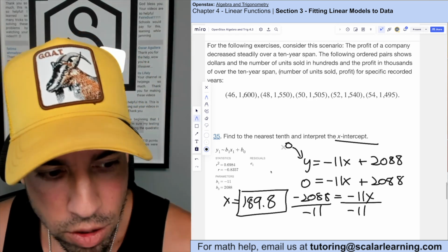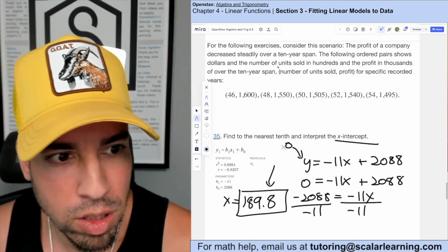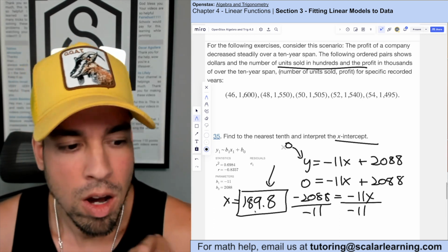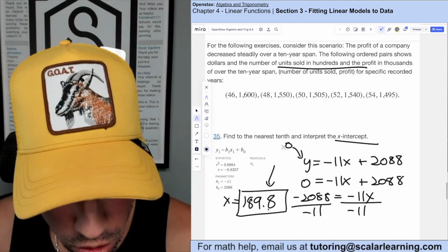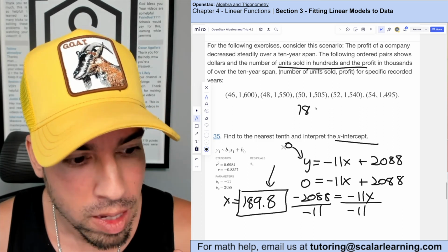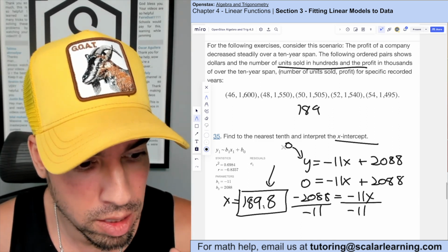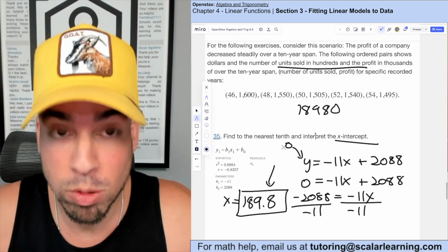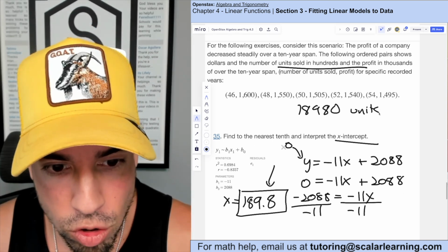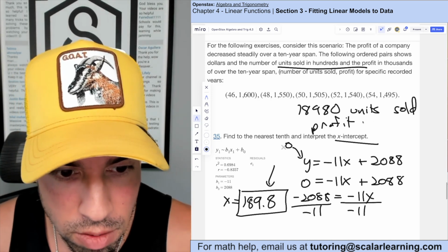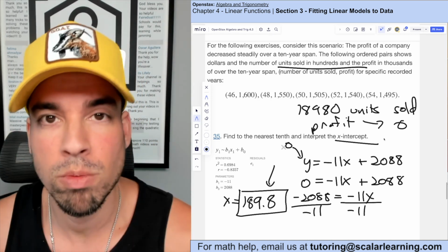So what this value means, again, they said the x value is the number of units sold in hundreds. So it means 189.8 hundred units being sold will give us a profit of 0. So you can say when selling 189, or sorry, it would be 18,980 because it's in the hundreds, so we multiply by 100, units sold will give a profit of 0. There's your answer. Boom, done.